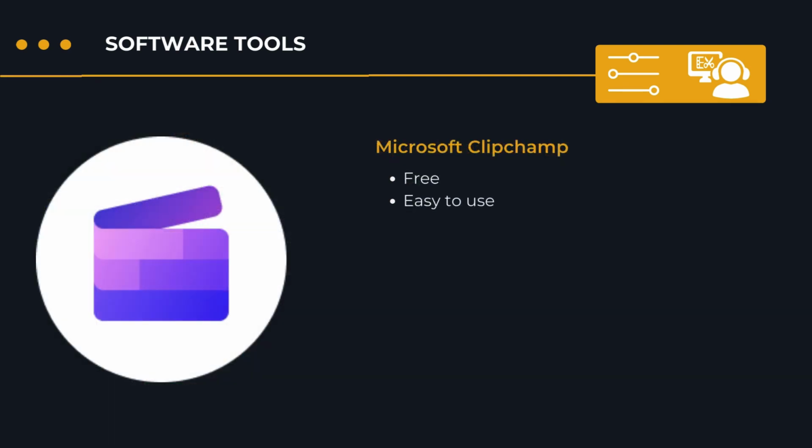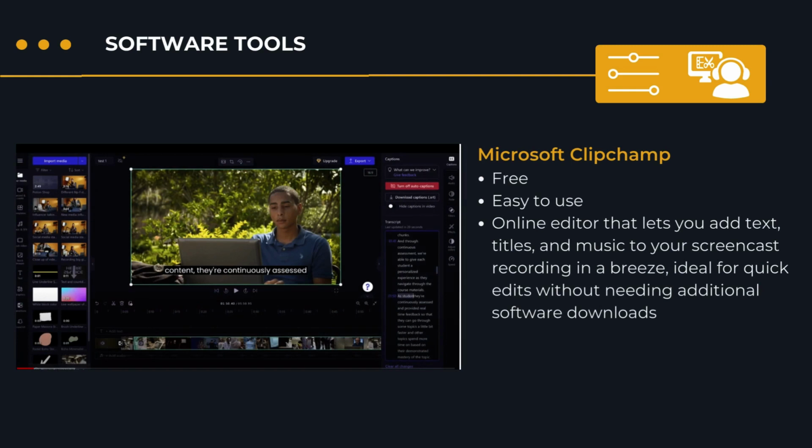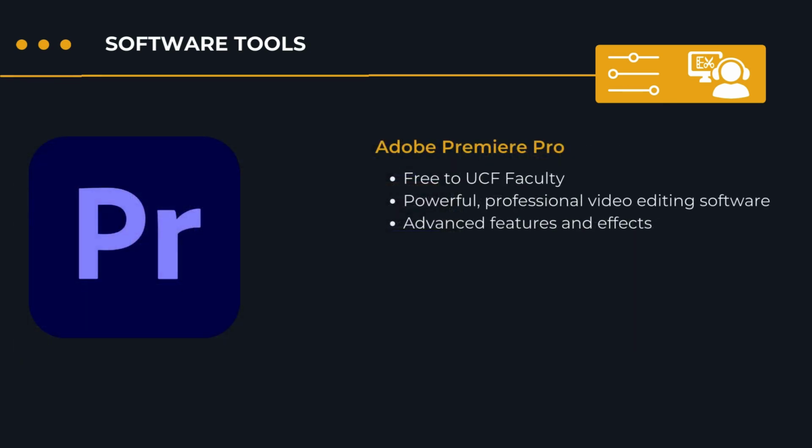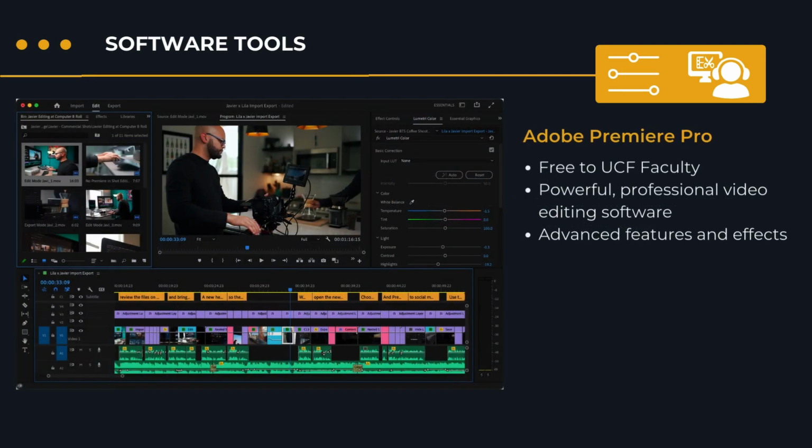Clipchamp is a free user-friendly online editor that lets you add text, titles, and music to your screencast recording. It's ideal for quick edits without needing additional software downloads. Adobe Premiere Pro provides a professional toolkit for editing your screencasts with advanced features and effects, allowing for maximum creative freedom and is free through UCF.